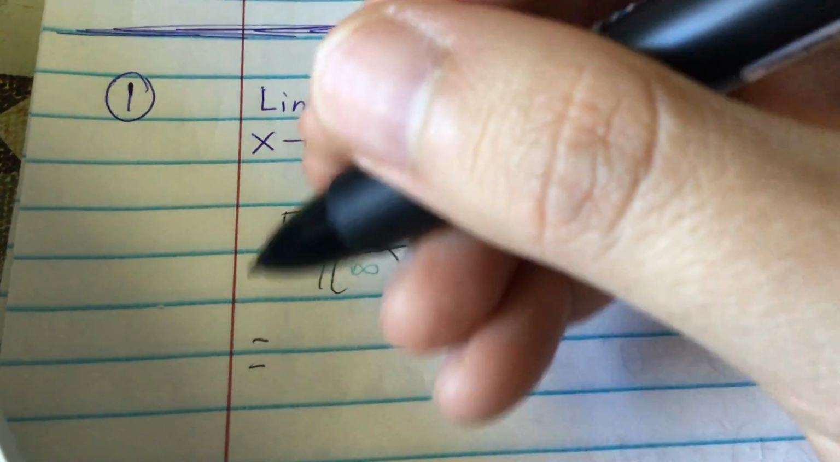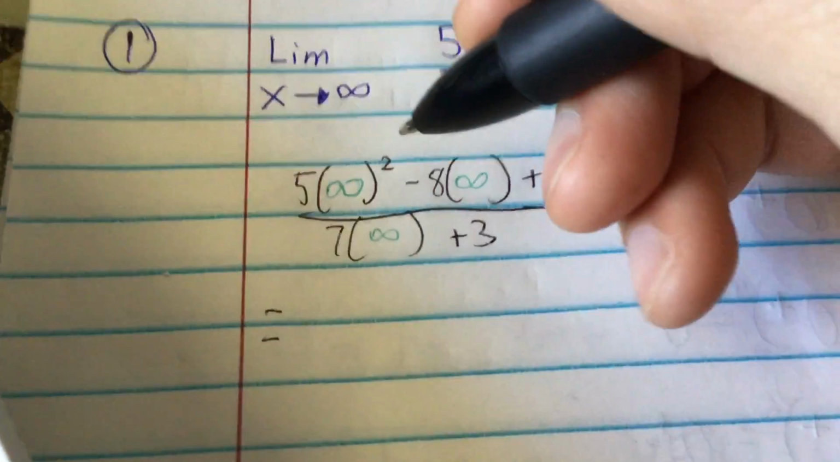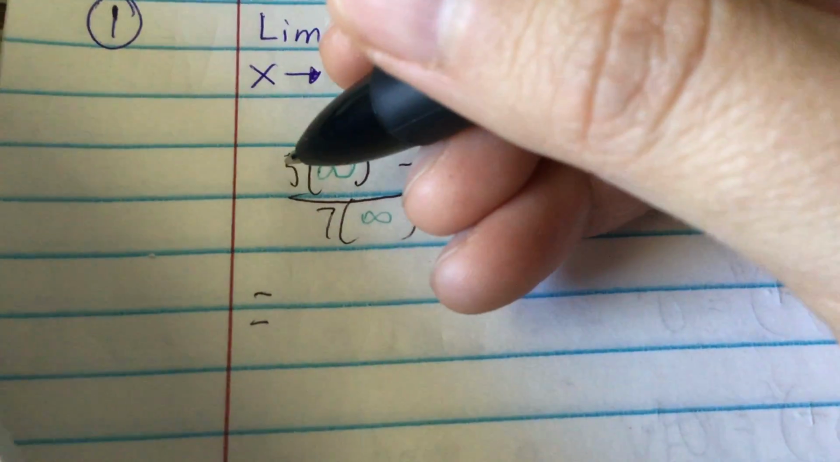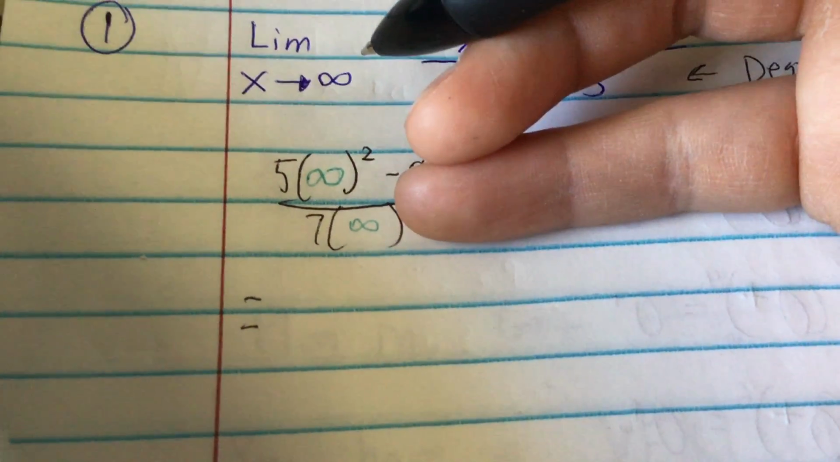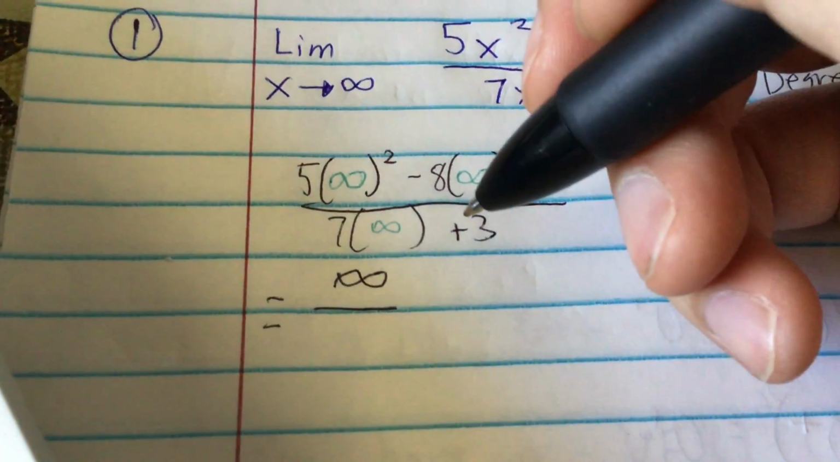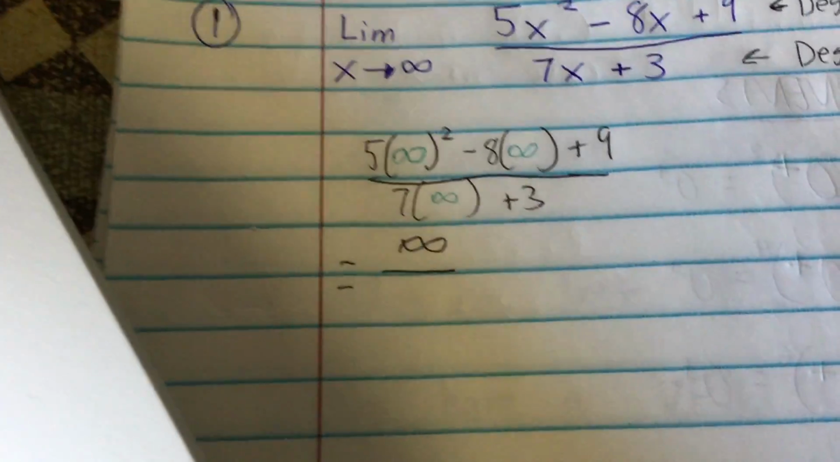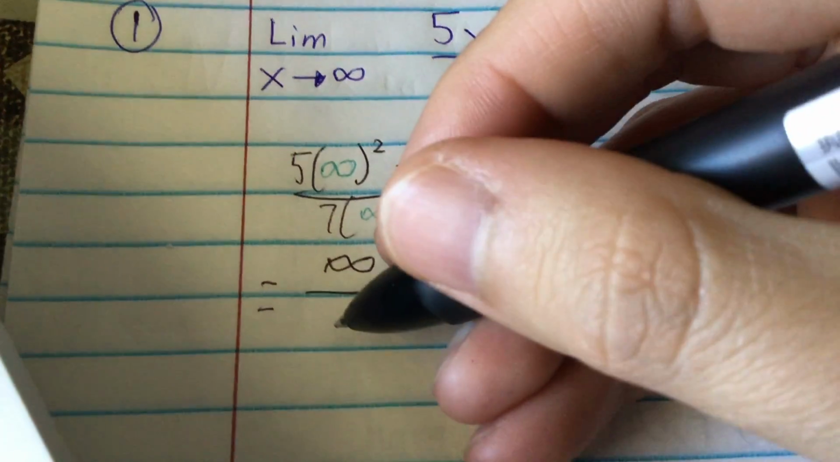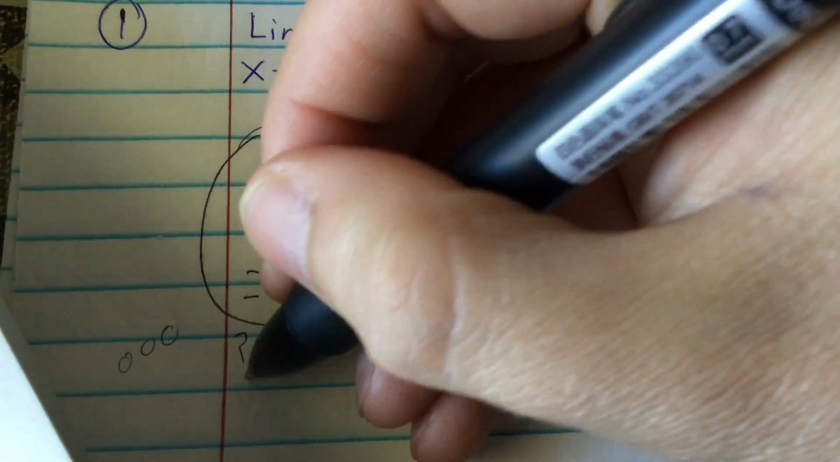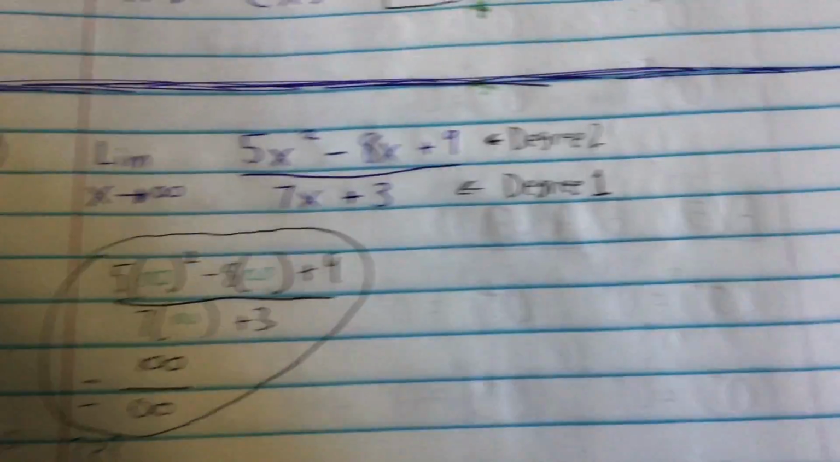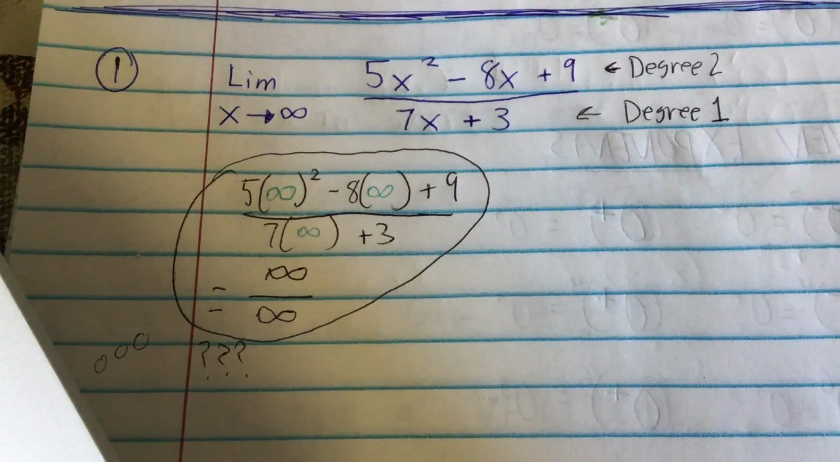So let's just examine how ridiculous this is. This is all thought bubble work. This is all stuff that's in my head. Well, infinity squared times 5, I don't care about minus 8 times infinity plus 9. I only care about the leading coefficients. 5 times infinity squared, let's just call it what it is, infinity. And 7 times infinity plus 3, yeah, that's infinity. Well, I don't really know what to make of this. I'm a little bit confused. But the idea is it all has to go somewhere as x gets closer and closer to infinity.